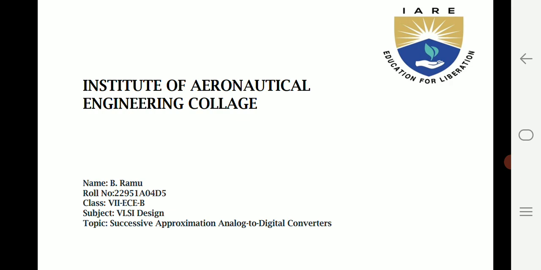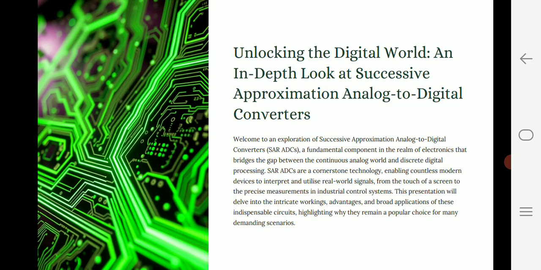I'm going to give a presentation on the topic of successive approximation analog to digital converters, also called successive approximation ADC. Unlocking the digital world: an in-depth look at successive approximation ADCs.